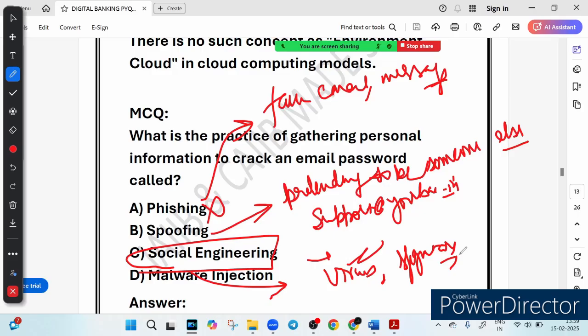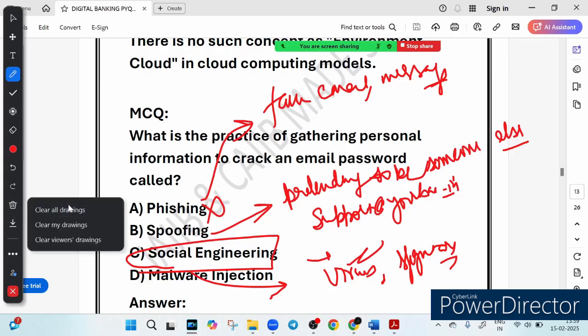Right. So what we learned in this question is that phishing means hackers send fake emails or messages to steal login details. Spoofing means hackers pretend to be someone else. Social engineering means hackers manipulate people into revealing personal details, and malware injection means hackers install malicious software to steal information. So now you know how cyber criminals steal passwords using social engineering. To stay safe online, never share personal details over phone, email or message. Always verify who you are talking to. Use a strong password and enable two-factor authentication. I hope this makes your concept clearer. Very nice. Let's see the next question.